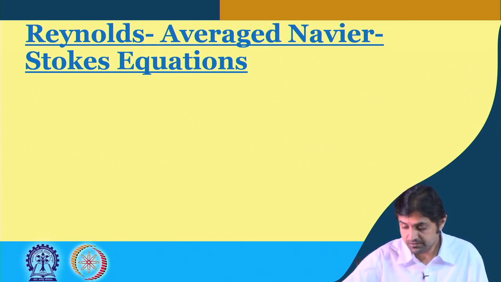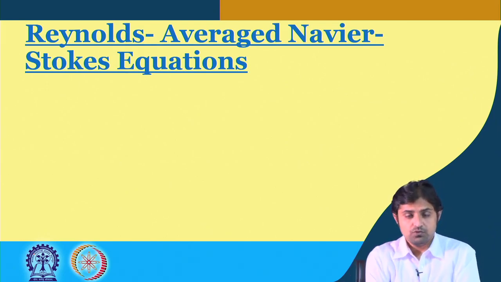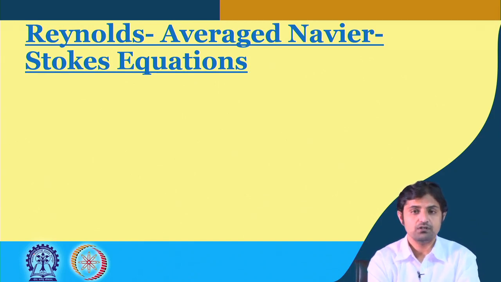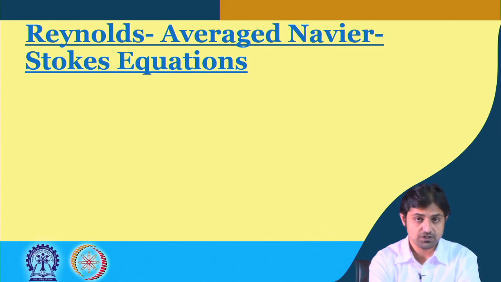So with this background, we come to one of the most important techniques to solve the Navier-Stokes equation, and this is called the Reynolds averaged Navier-Stokes equation. As the name indicates, what we do is we do the averaging of the Navier-Stokes equation. Reynolds, because Reynolds was the first scientist to do it.